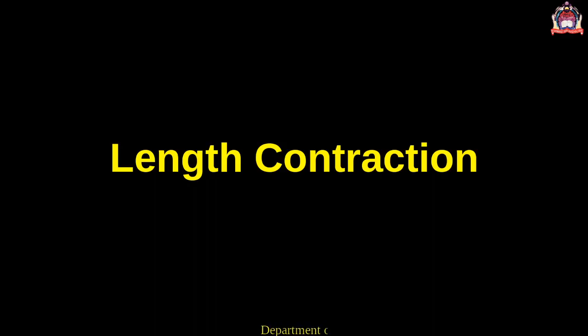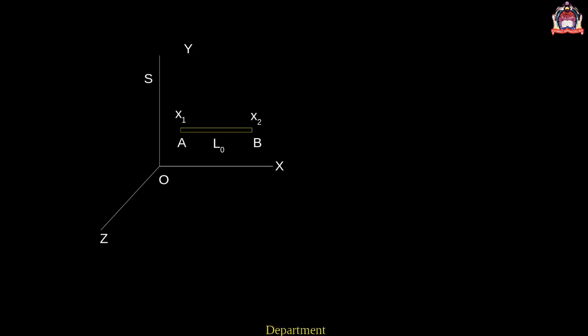To explain the length contraction, let us consider two inertial frames, S and S dash. S dash is moving with a velocity v relative to the positive x direction. The frame S is at rest.